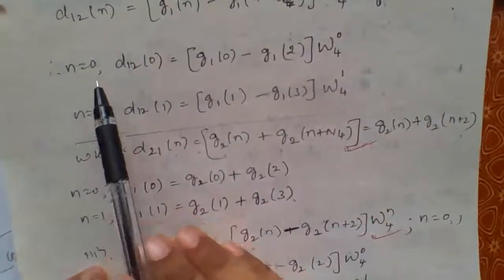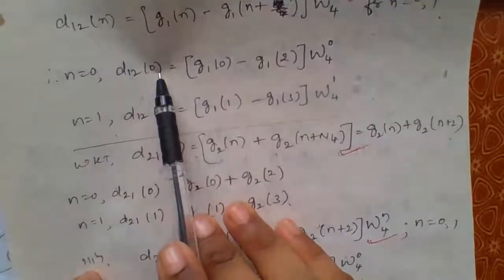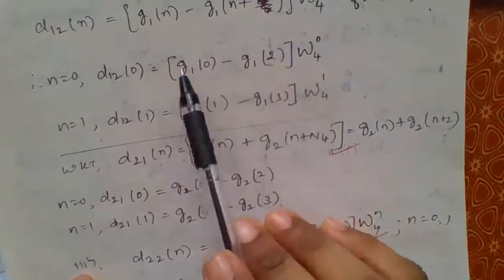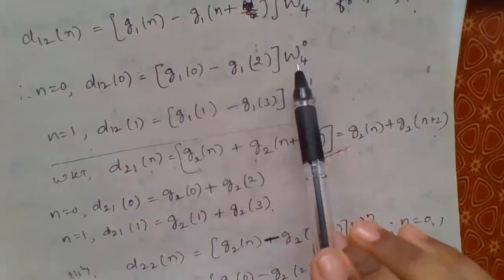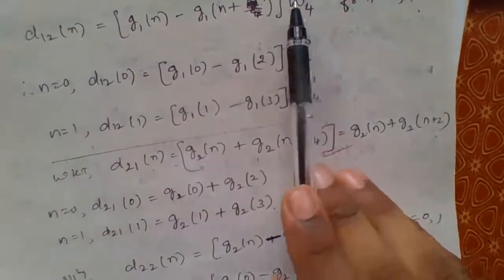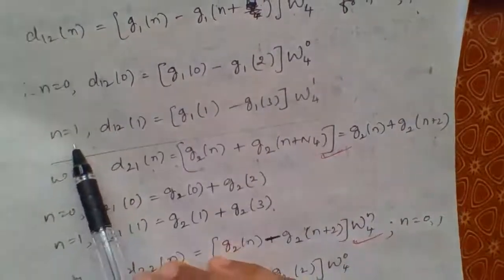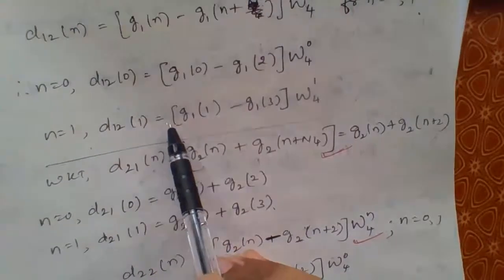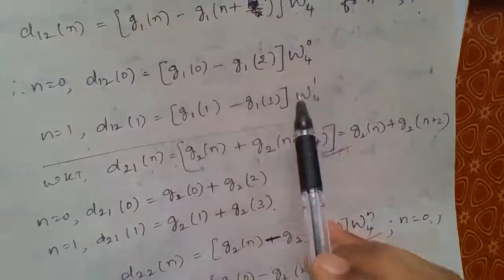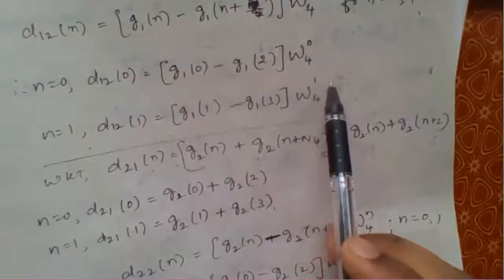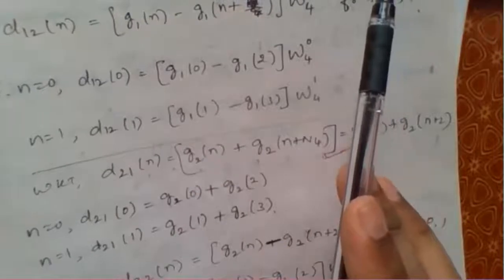When n is equal to 0, it is D12 of 0. It is the difference between the same samples, G1 of 0 and G1 of 2. But now the difference will be multiplied by W raised to 0, because W raised to n is there, so you just put the n value 0. Similarly, for n equal to 1, D12 of 1 is equal to G1 of 1 minus G1 of 3, again the difference multiplied by W raised to 1. These are the equations corresponding to the G1 part.